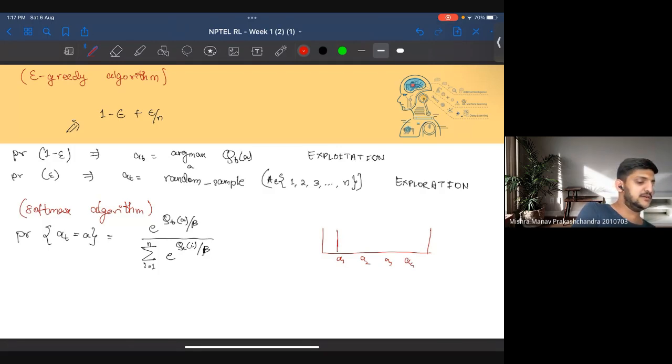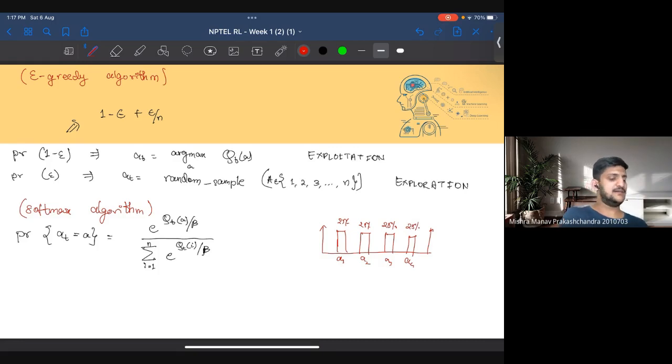Initially, all of them have some initial probabilistic estimate. This is a histogram plot, an initial probability distribution. Each of them has a probability of 25%, 25%, 25%, 25%. You start with that estimate.